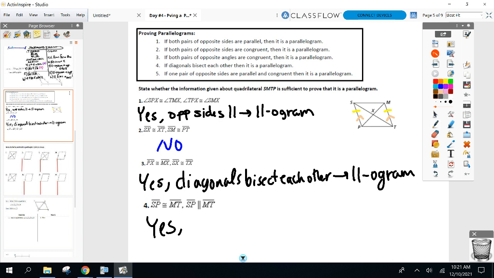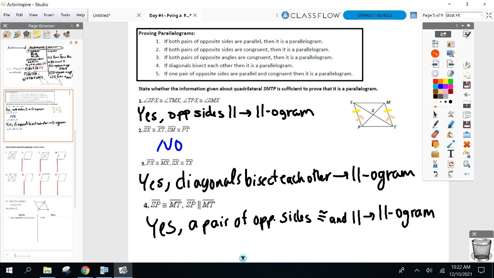Okay, we're missing a key term here. I can't just say one pair of sides. They have to be opposite. Correct. So ready? A pair of opposite sides are congruent and parallel implies a parallelogram. Yep. That's our new special case. A pair of opposite sides are congruent and parallel. Not both pairs, because that's not true. Just a pair, one pair.